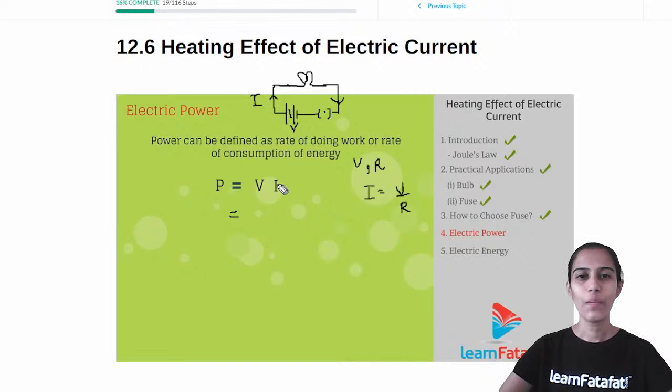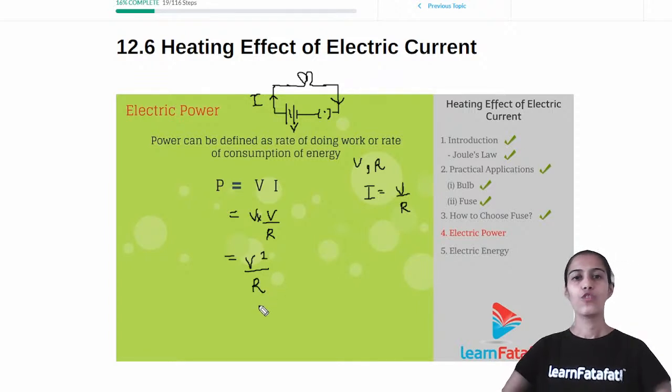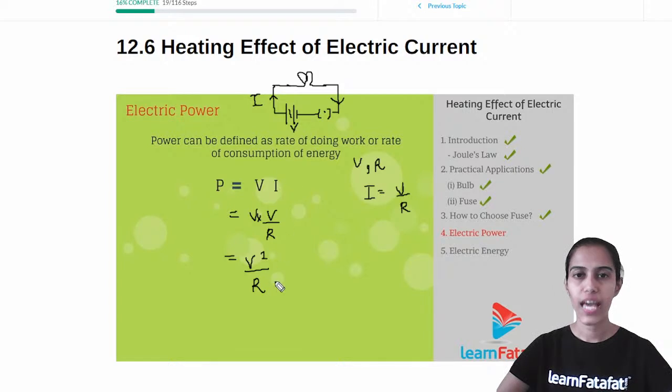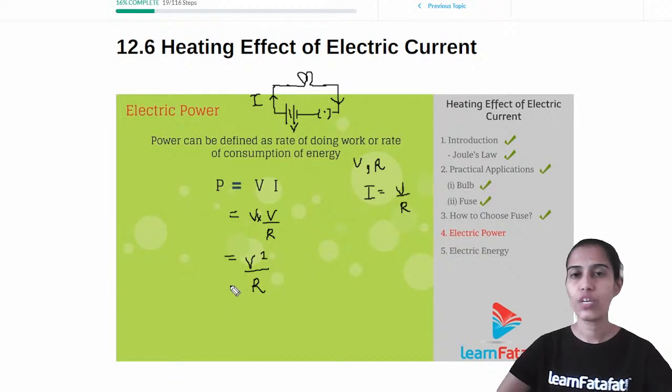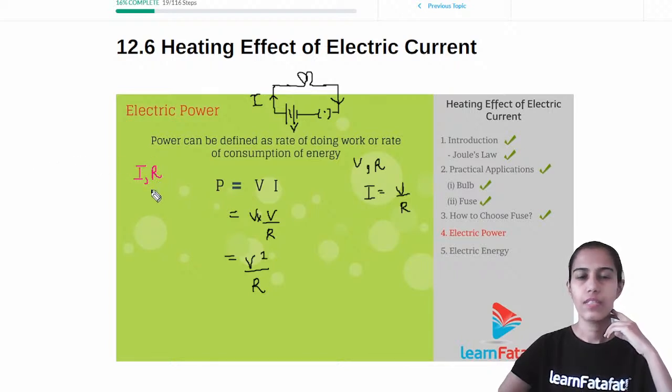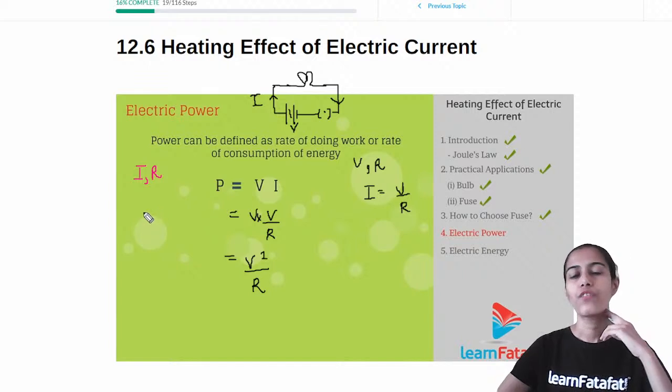So in place of this I, if you substitute V upon R, what do we get? V into V upon R, that is, I will get V square upon R. So look, the first formula was VI, now I got one more, that is V square upon R. If I don't know the value of current, if I know potential difference and resistance, then I can use this formula. Now if you say I don't know the potential difference, if I know the values of current and resistance, then how will I find the power consumed?